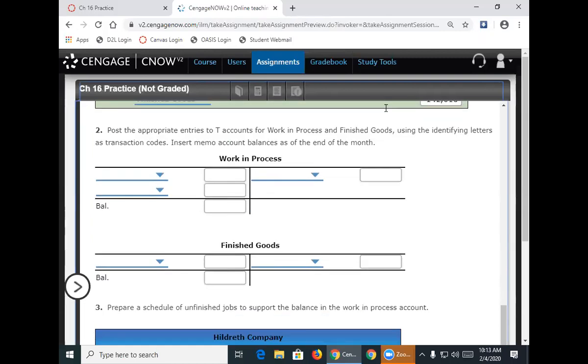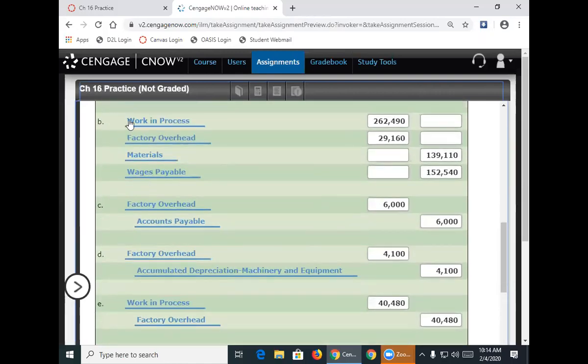So in our work in process account, on journal item B, we debited work in process 262,490. That was all of our direct materials and direct labor. If I look at my journal entry B, I'll see that work in process debit 262,490. So again, I just forgot to fill these in when I had them on the board.